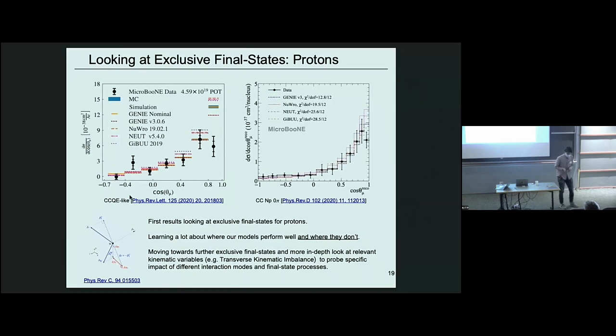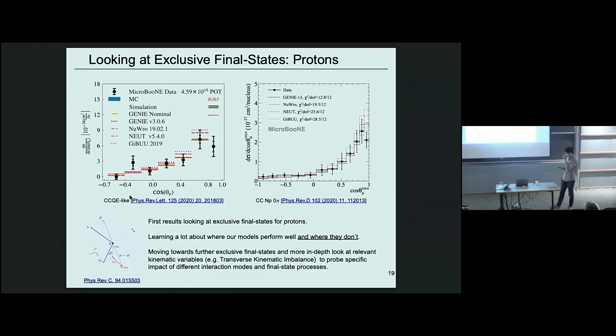So now let me move to exclusive final states, and let's start looking at what happens when we start playing with protons. Here are our two measurements on this front. The left is a measurement of CCQE-like interactions. It's a 1D measurement, where you see the distribution as a function of the cosine of the muon angle. And on the right-hand side, you see results as a function of the same variable where we're not trying to hone in on a specific interaction mode. We're trying to hone in on a specific final state, which is N proton events without any final state pions.